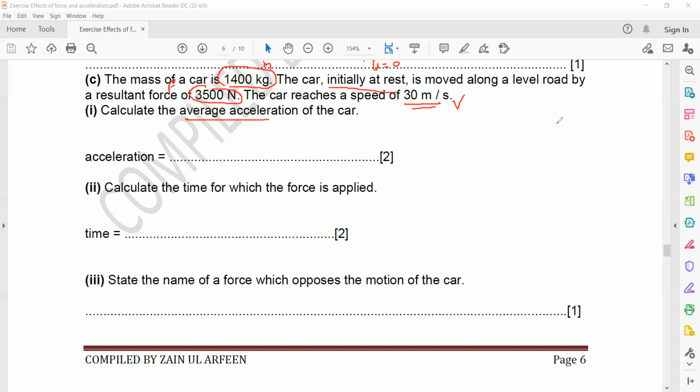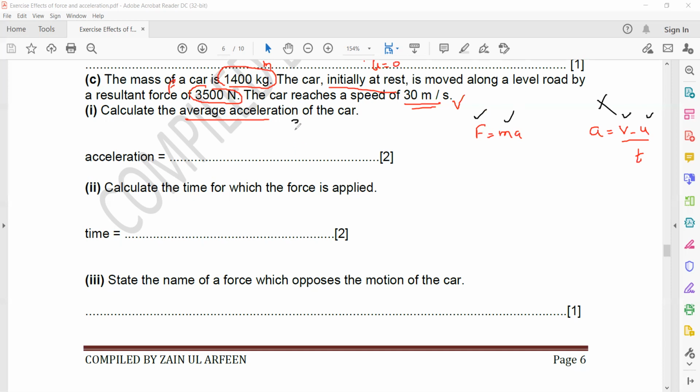You can find it by two formulas. One is F equals ma. Another one is final velocity minus initial divided by time. So which formula should I use? I have to check what is given. I have v, the final velocity, I have u, but I don't have time. So I cannot use this formula right now. I have the force and I have the mass, so I can use this formula to get the acceleration.